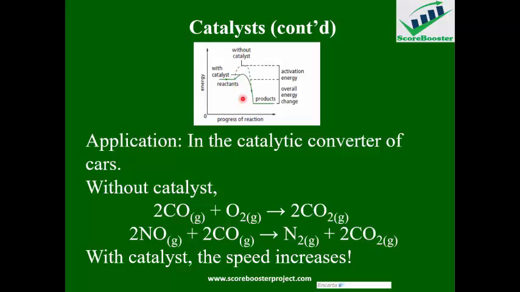So in catalysis, catalysts are used especially in the catalytic converter in cars. This is the reaction that takes place in cars. Without a catalyst, you can have this CO that will not be able to catch up with oxygen. So this much CO will escape into the atmosphere and cause air pollution. But with a catalyst, this reaction can take place faster. So the remaining CO will react with NO, and we have CO2.